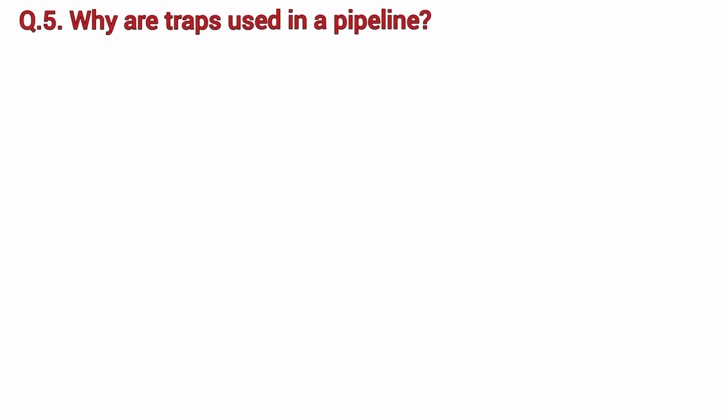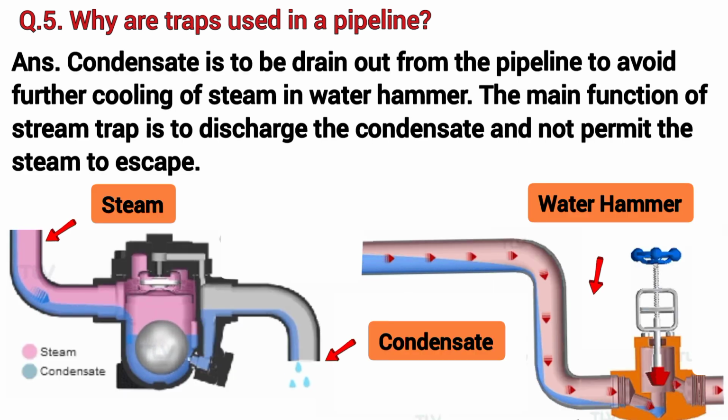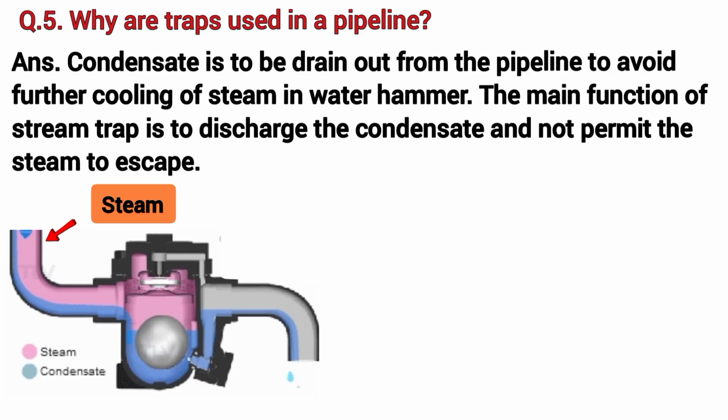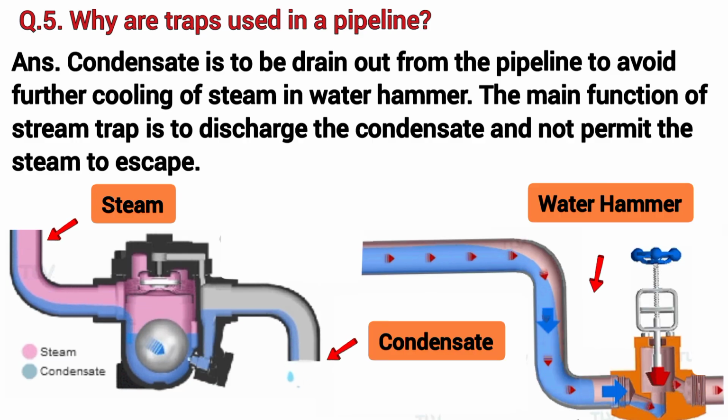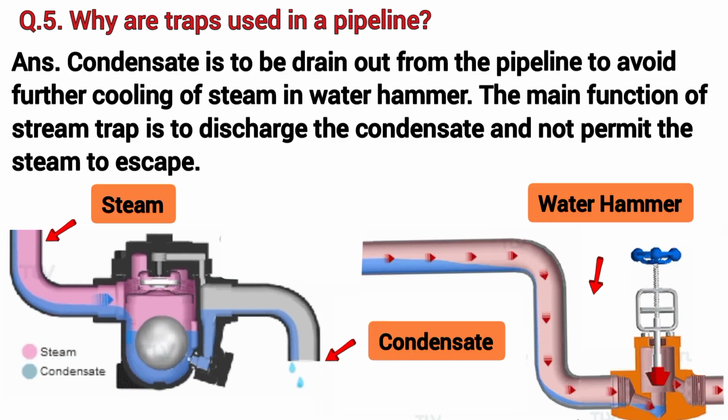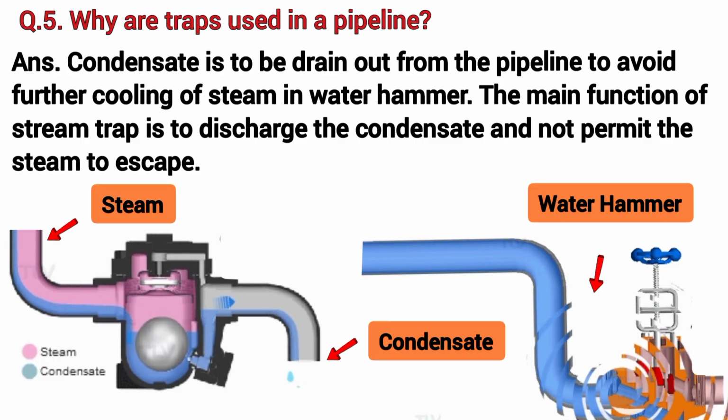Why are traps used in a pipeline? Condensate is to be drained out from the pipeline to avoid further cooling of steam and water hammer. The main function of a steam trap is to discharge the condensate and not permit the steam to escape.